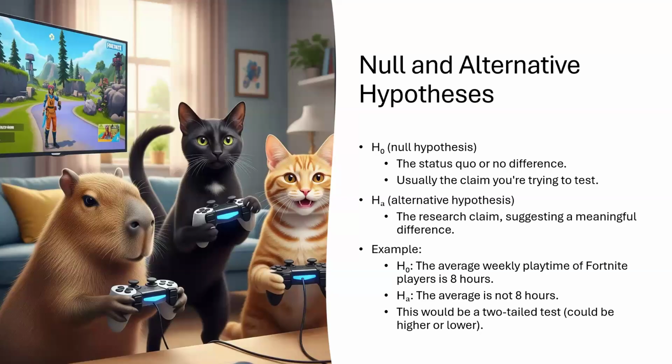We begin every test with two opposing hypotheses. The null hypothesis, H with the subscript of 0, represents the status quo or no change. It's the claim we initially assume to be true. It's like the statistical version of innocent until proven guilty. It represents the status quo: no effect, no difference, no change.